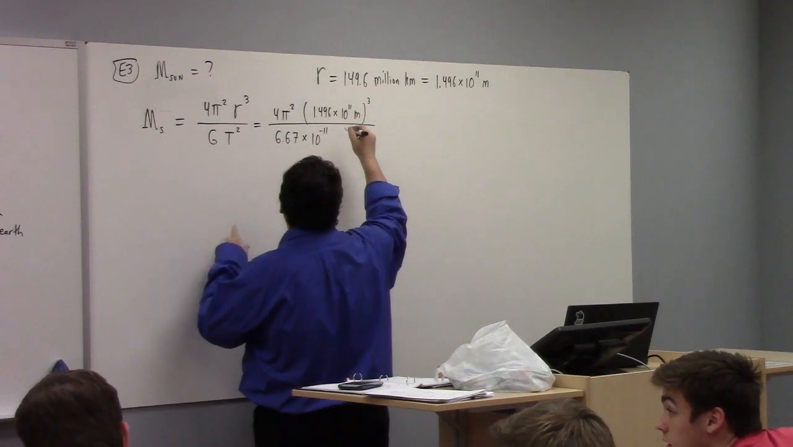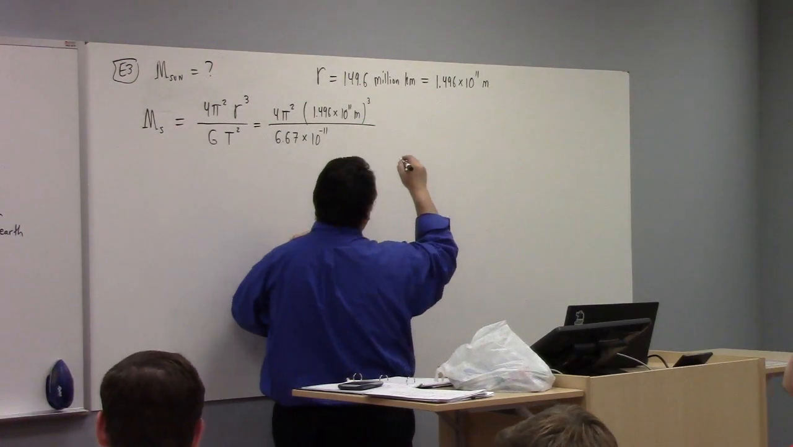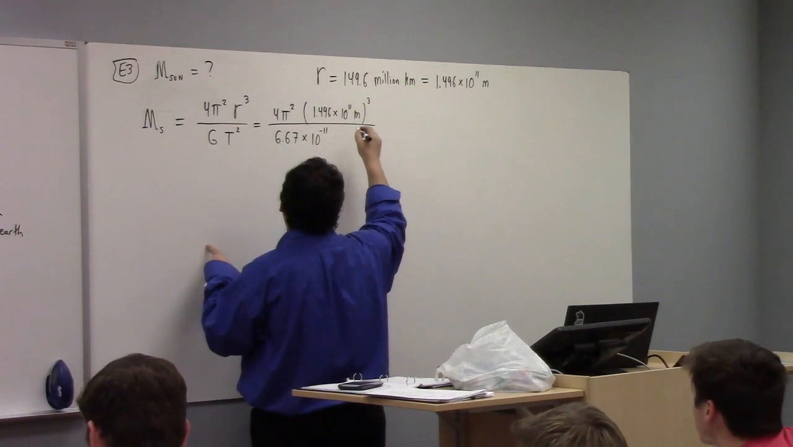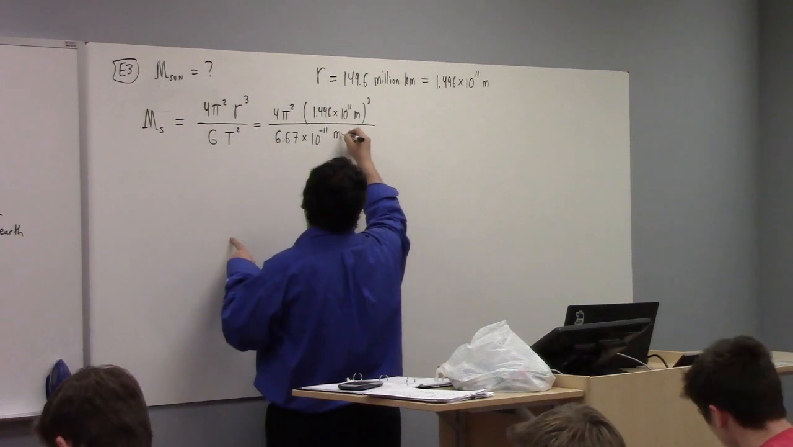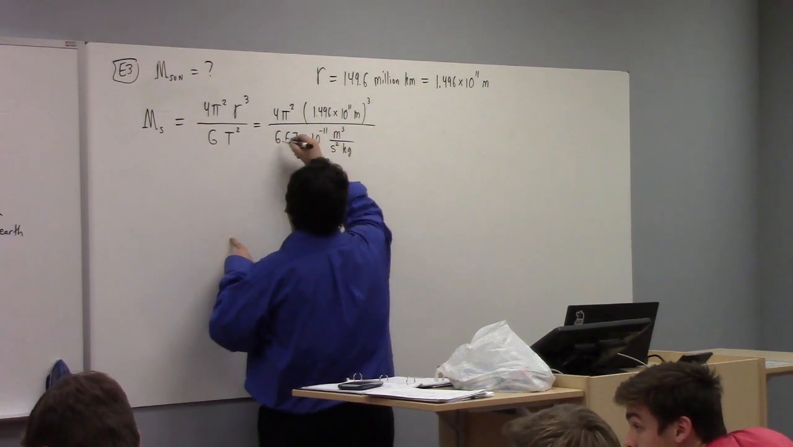And let's see here, I was just quibbling over this a second ago. What were the units on this thing? Can you help me out? Meters cubed over second squared kilogram. There's my G.